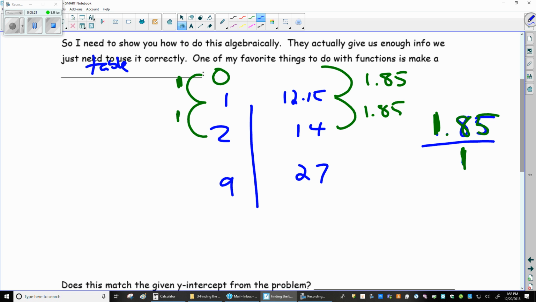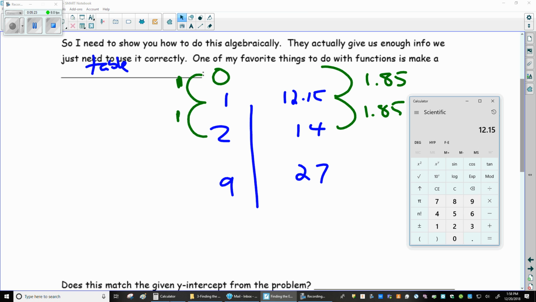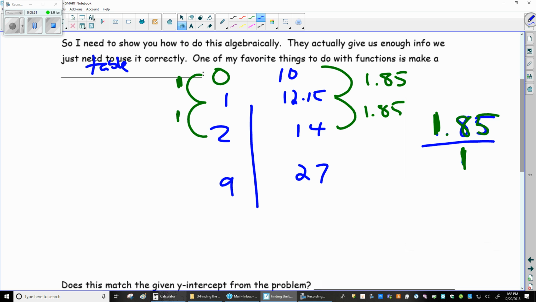And that's what's across from 1. And then let's do it again. Minus 1.85 to get 10.3, which I think they said 10.5. I put 10.5 there. 10.3, which is pretty darn close. So that's how I would find the y-intercept.